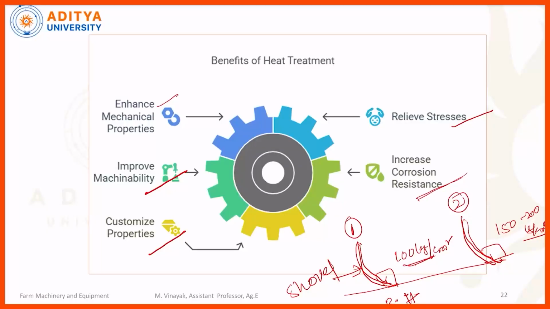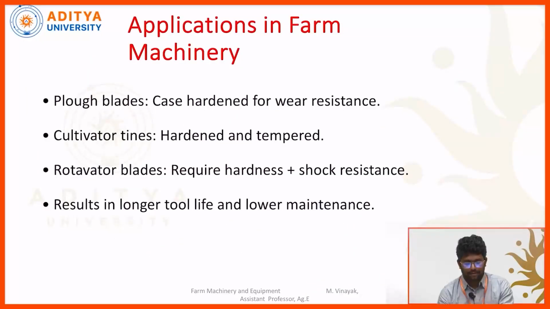Corrosion resistance also can be obtained by using the heat treatment process. Relieving stresses also we can get by the heat treatment process. So these are the important terms related to heat treatment, the benefits of heat treatment. So next one is the application in farm machinery. In previous slides we have seen the different tillage implements, sowing implements and intercultural operations.